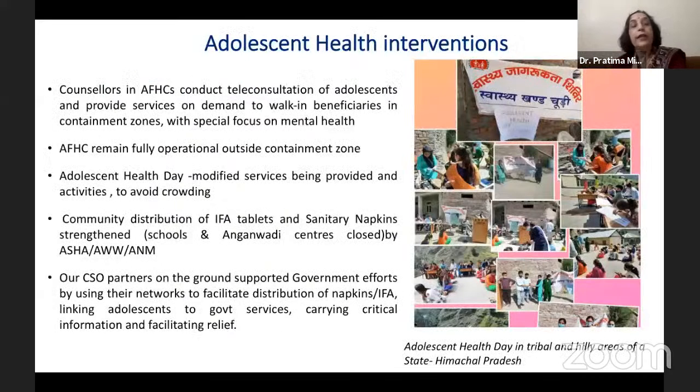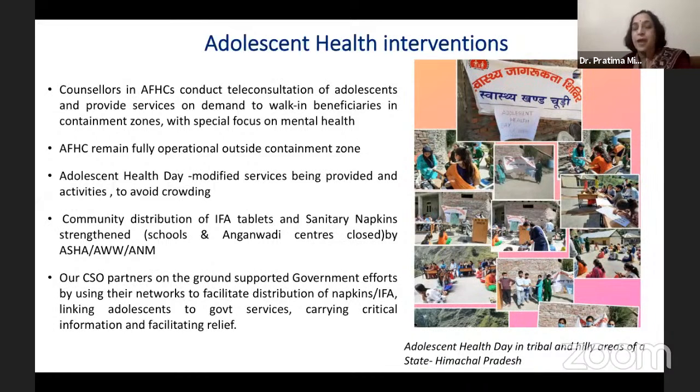The government of India has done many programs and modified their activities. Counselors in AFHCs are continuing to work regularly. They have not stopped working. They are conducting teleconsultation of adolescents and providing services on demand to walk-in beneficiaries in containment zones, with special focus on mental health.